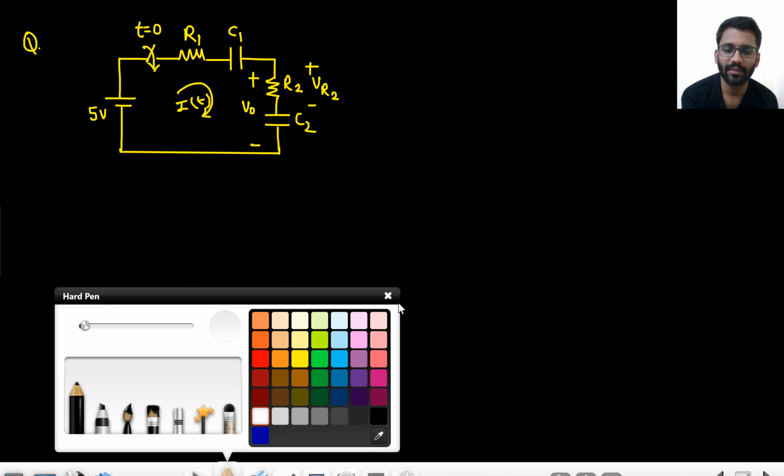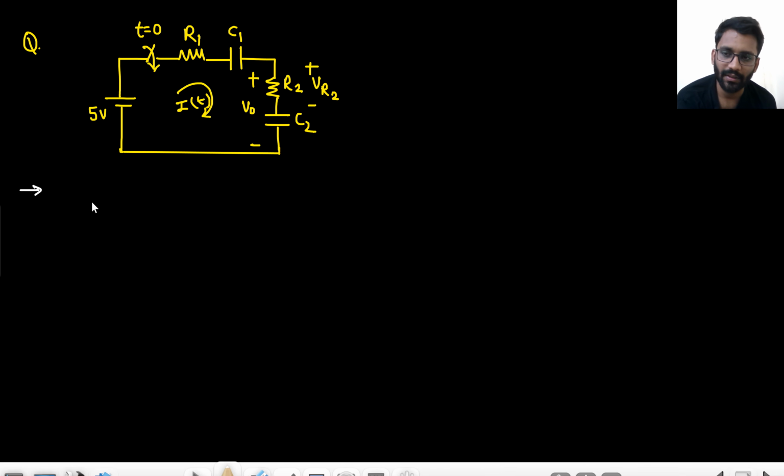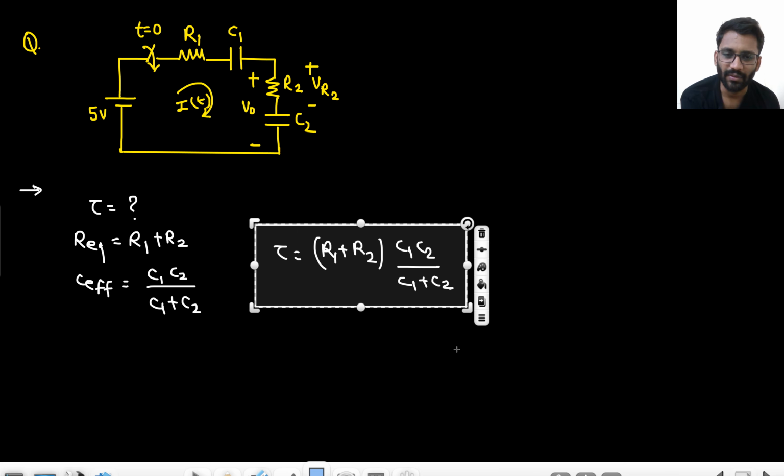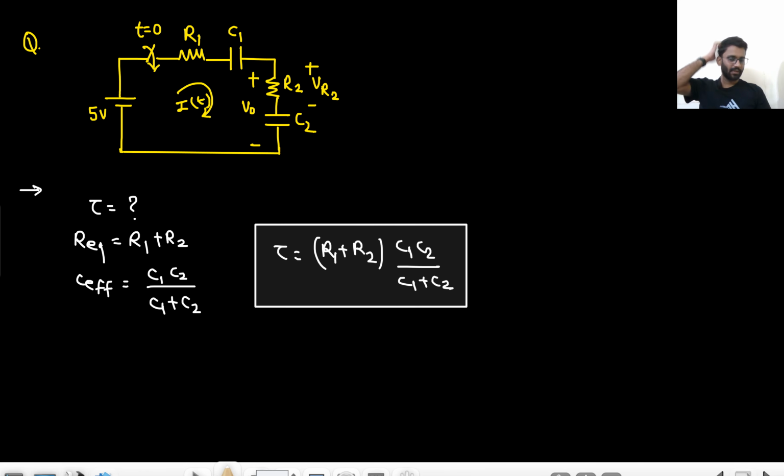First tell me the time constant. What will be the time constant? This will be shorted, R1 R2 will come in series and C1 C2 will also come in series. So R equivalent would be R1 plus R2. And what will be C effective? C effective will be C1 C2 upon C1 plus C2. What will be your time constant? R1 plus R2 into C1 C2 upon C1 plus C2. Okay, this will be your time constant. Got it?